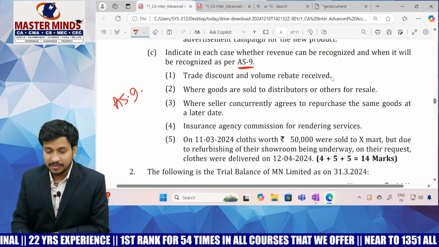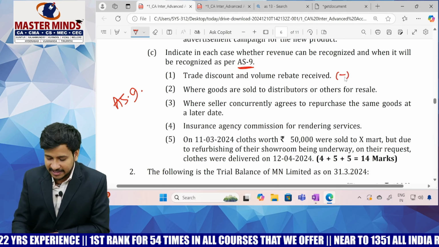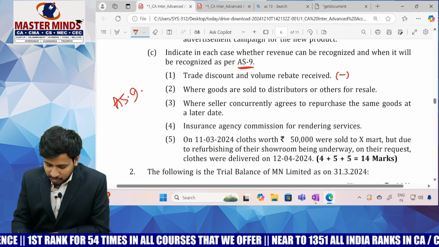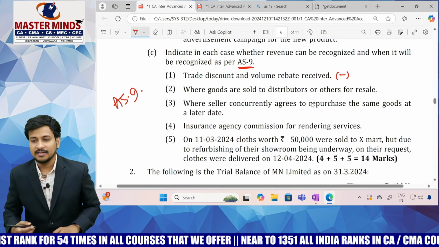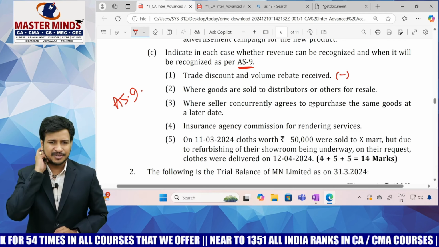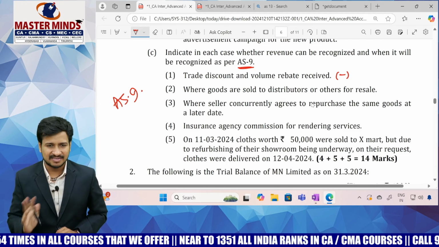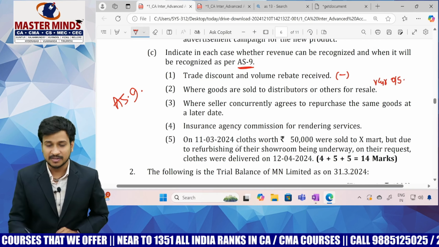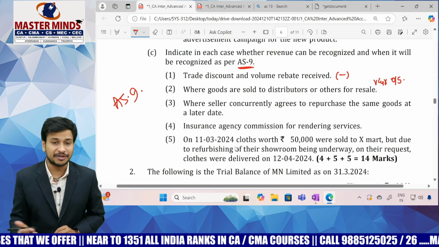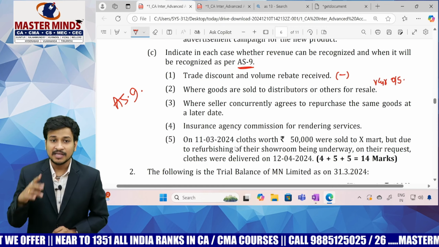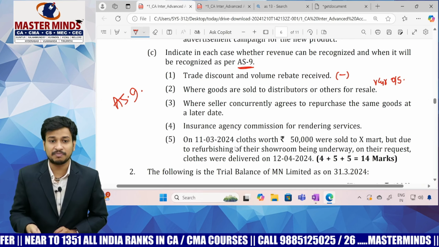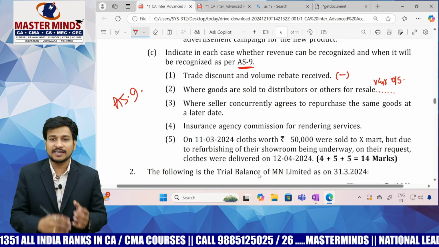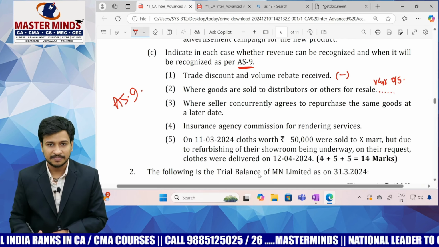Trade discount and volume rebate received. It's not a revenue, it has to be deducted from revenue. Where the goods are sold to distributors or others for resale, it actually depends on the facts and circumstances. If risk and rewards and ownership are immediately transferred and a sale is not subjected to return of goods, then you can recognize immediately. If sale is subjected to return of goods, which implies that risk and rewards are not yet transferred, in such a case, don't recognize immediately. Recognize only when the third party had sold.